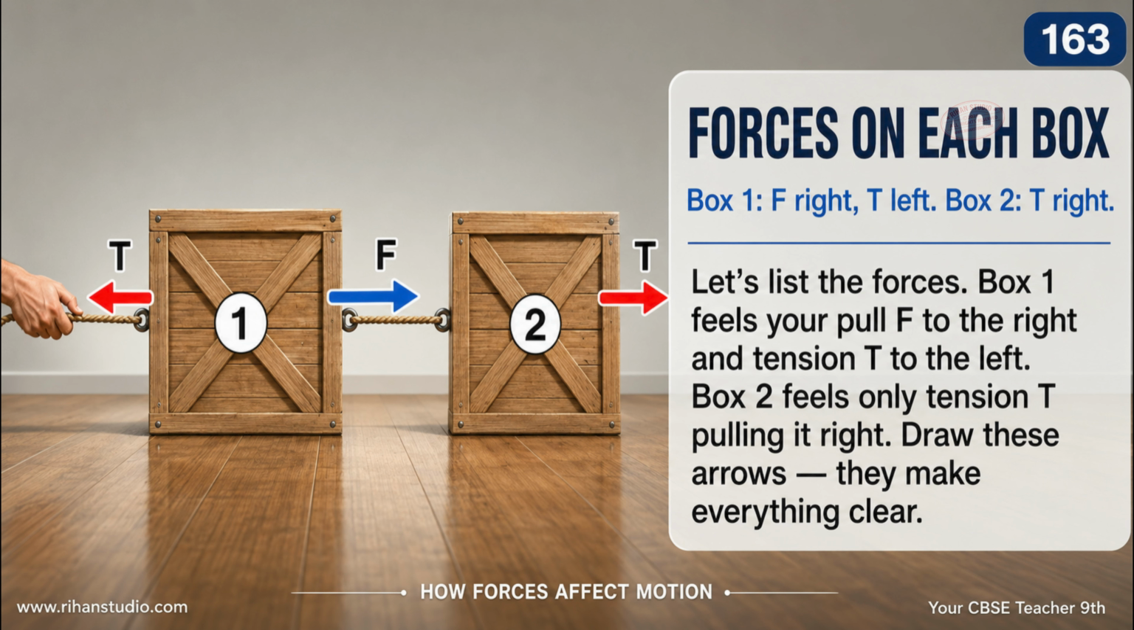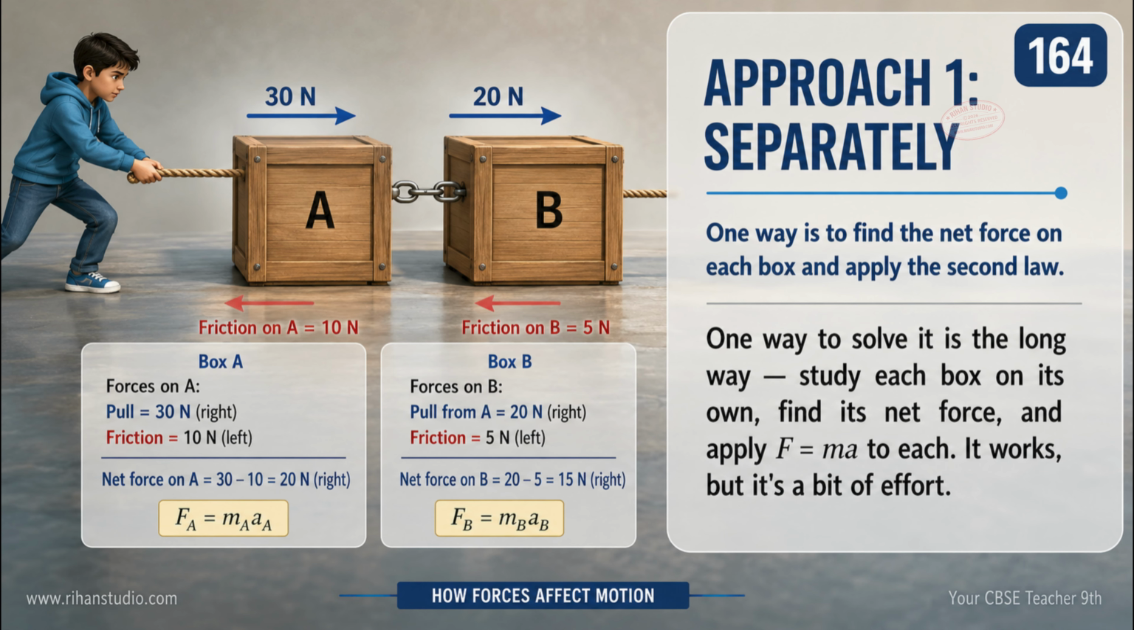Forces on each box. Let's list the forces. Box 1 feels your pull F to the right and tension T to the left. Box 2 feels only tension T pulling it right. Draw these arrows. They make everything clear. Approach 1. Separately. One way to solve it is the long way. Study each box on its own, find its net force, and apply F equals ma to each. It works, but it's a bit of effort.